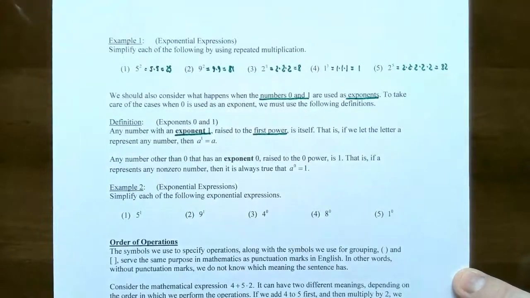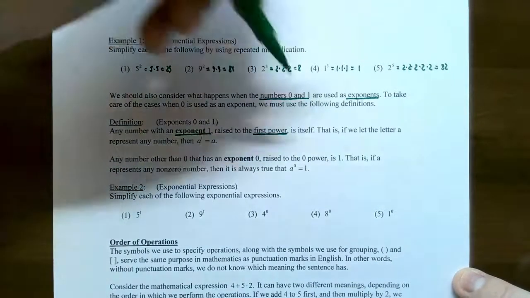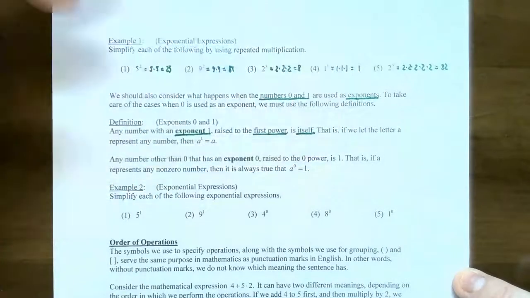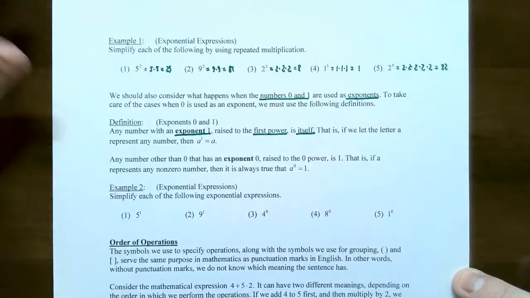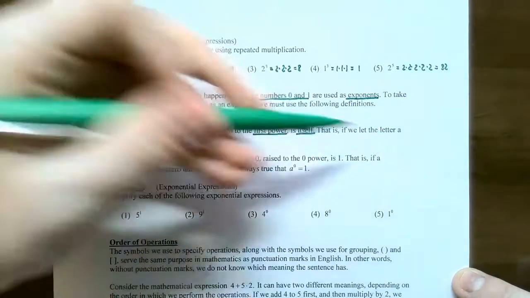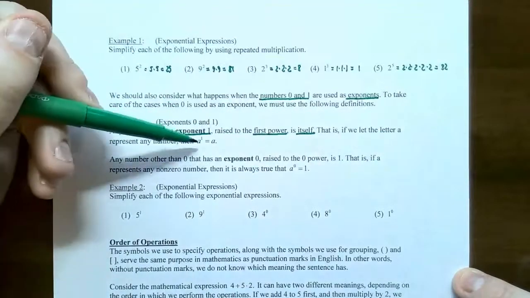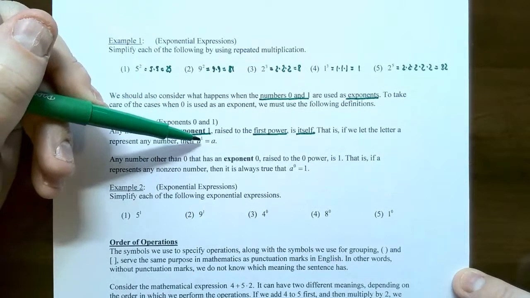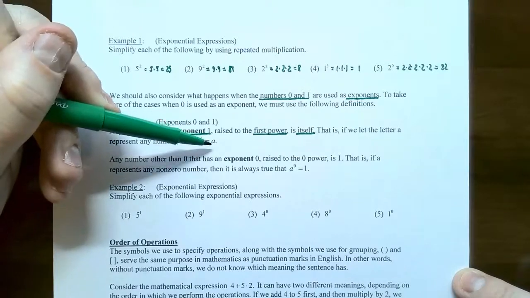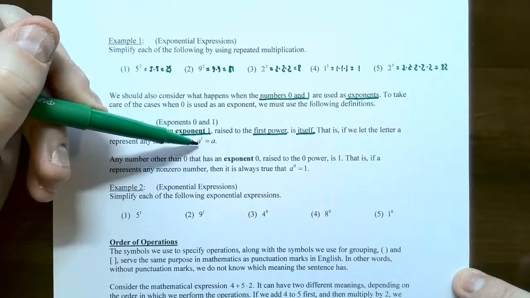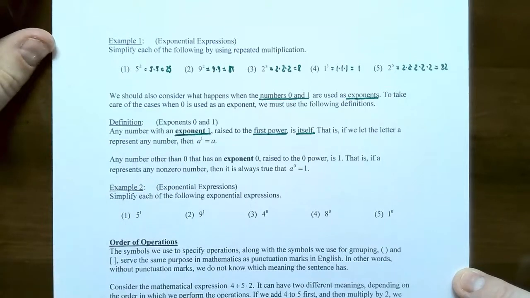Anytime that happens, the answer is always the base. So the base is itself. It stays the same. So in other words, if you have a representing any number, a, any number to the first power will always be a. So in other words, you have one factor of the base, and that's it. So you don't have any multiplication to do at all.